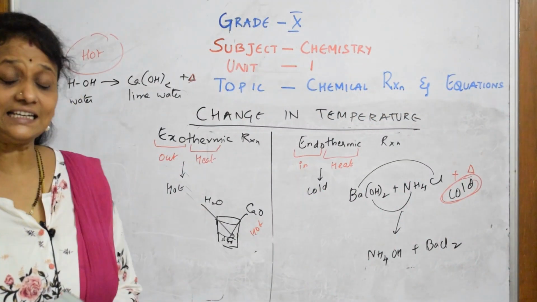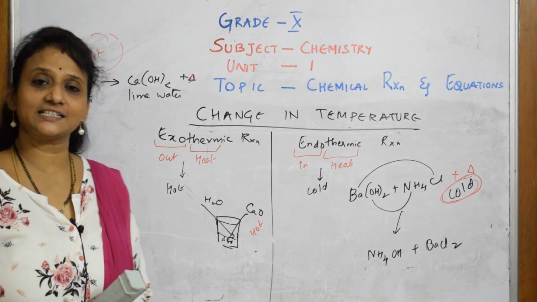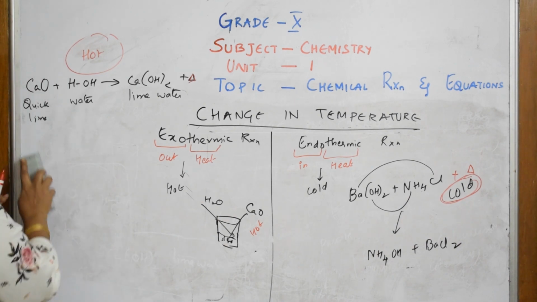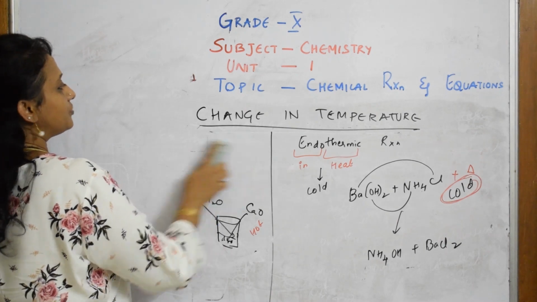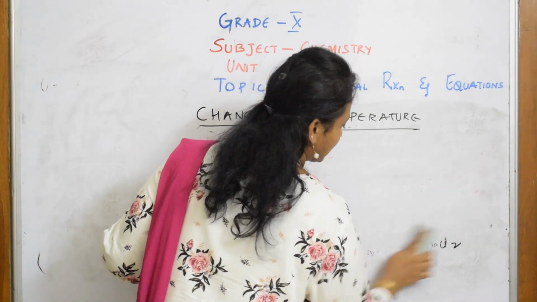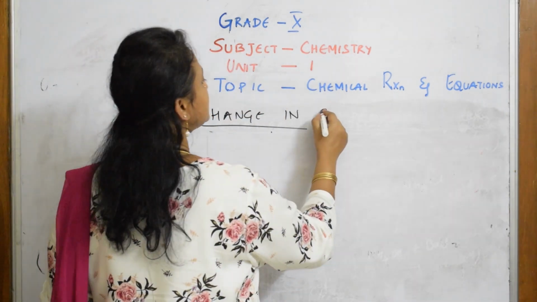Now the next one, change in state, is one more characteristic. Let us write that. So let us erase everything. I think you have noted this. Okay, so I'll erase this. The last characteristic of a chemical reaction is nothing but change in state. Let us erase this temperature and put it as change in state.